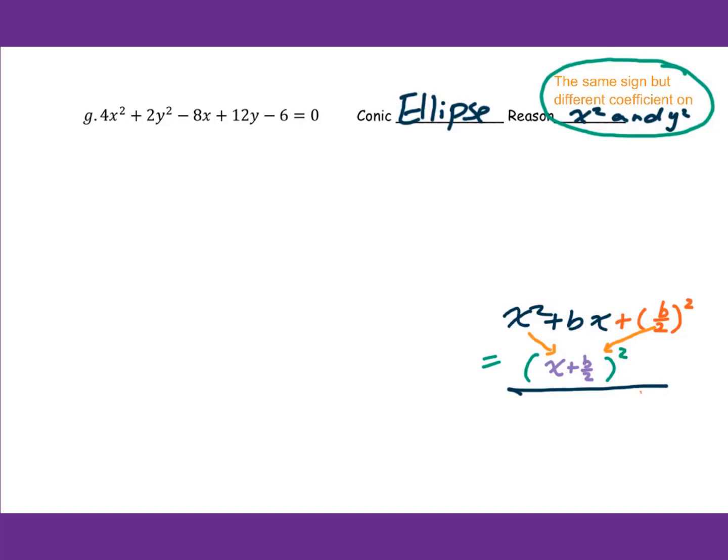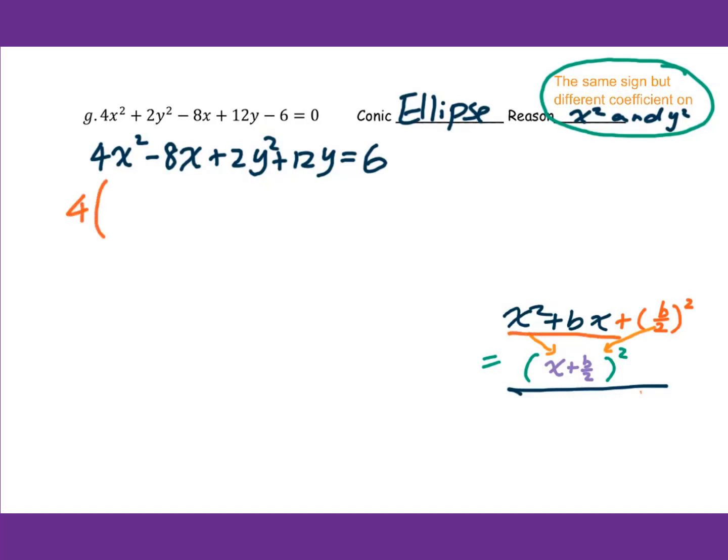Now we put all x together, y together. We got 4x squared minus 8x plus 2y squared plus 12y equal to 6. Then we will create x squared plus bx. Therefore, we take 4 outside. You will get x squared minus 2x. Then plus b over 2 squared. That will be negative 1 because negative 2 divided by 2 is negative 1.